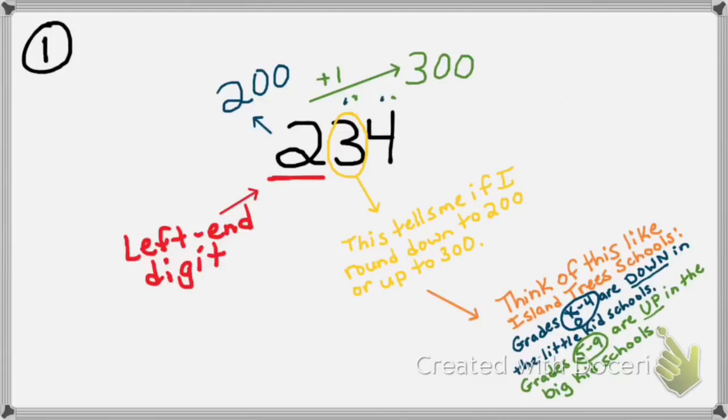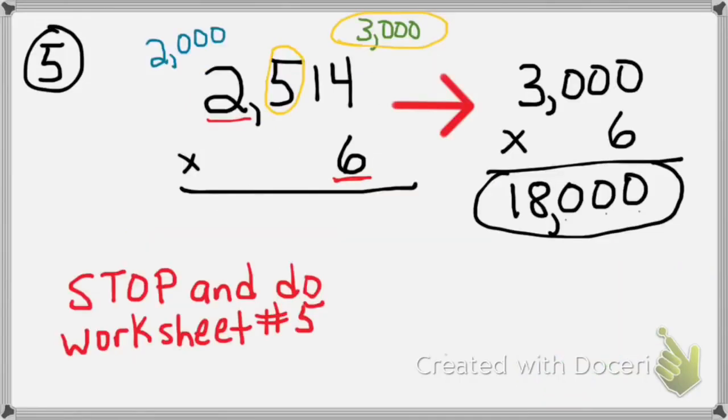In this case, our circle digit is a 3, which means it rounds down because that's a little kid's school. So this 234 rounds down to 200. And finally, we estimate numbers that are 2 digits or more, but whenever we have a single digit number, we do not estimate it. Single digits stay the same. Good luck with this lesson.